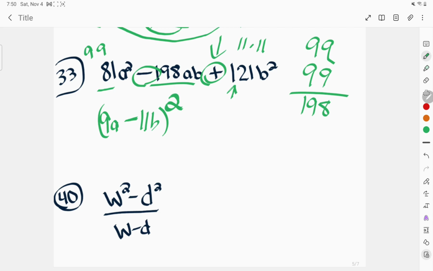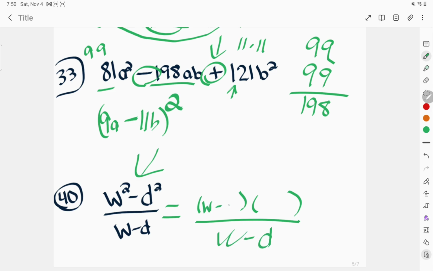All right. So the last thing is number 40. I'm not going to finish this one. I'm just going to let you see that this right here is a difference of 2 squares. And a difference of 2 squares factors out to be those letters or numbers or whatever. The only thing that's different between your binomials is the sign. So from here, you're able to cancel. And your final answer is, and I'll stop the video there.